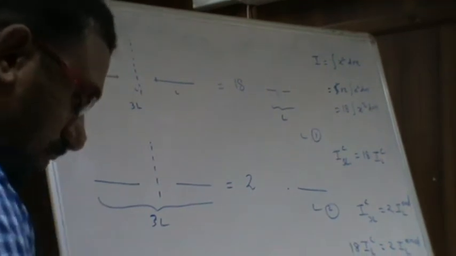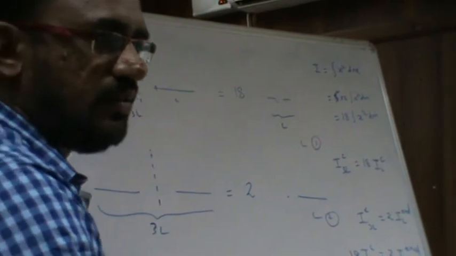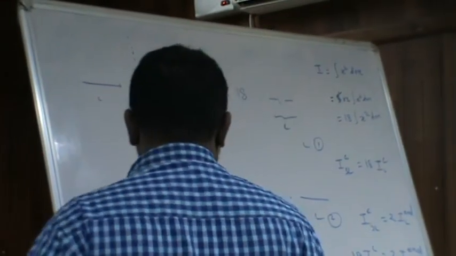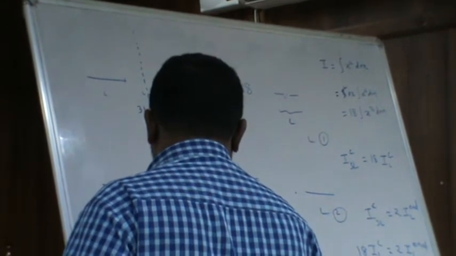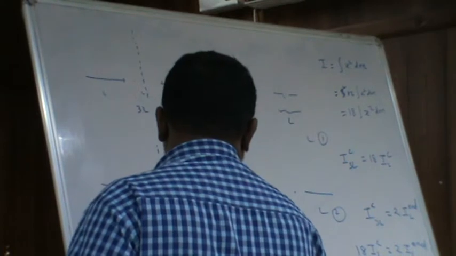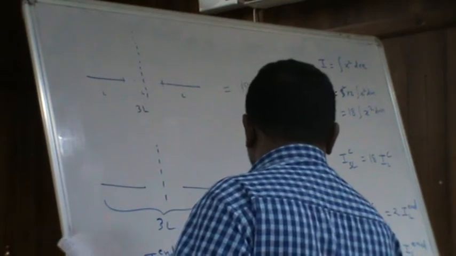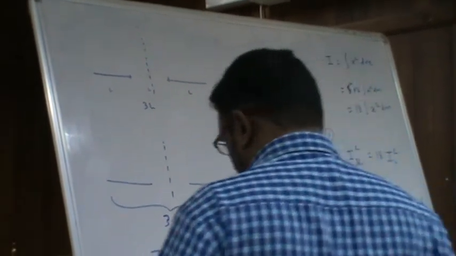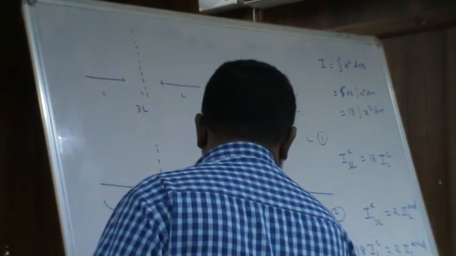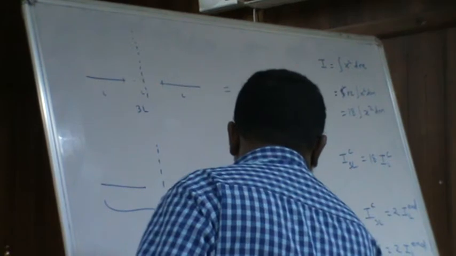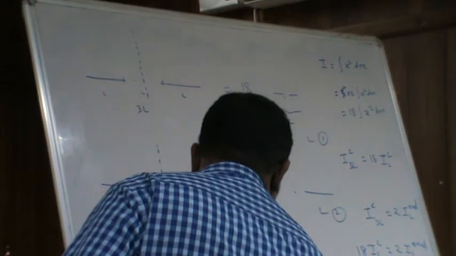After this, we have to use the parallel axis theorem. I didn't do any integration; by drawing the pictures, we are calculating. From the parallel axis theorem, I L N is equal to I L center plus M L square. So 9 ILC is equal to ILC plus ML square. Therefore 8 ILC is equal to ML square.